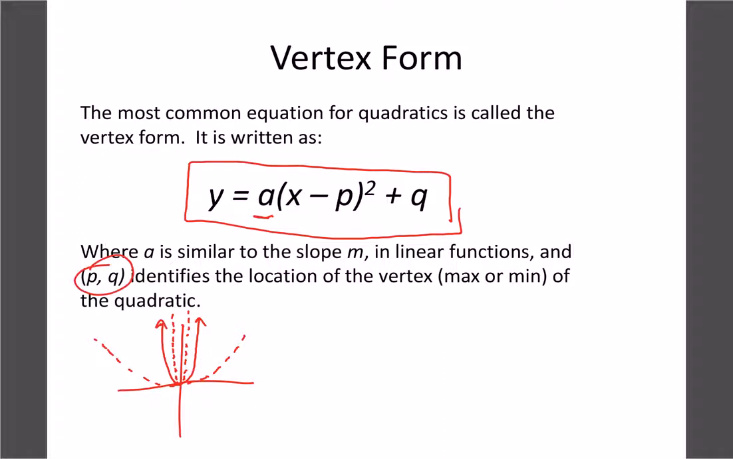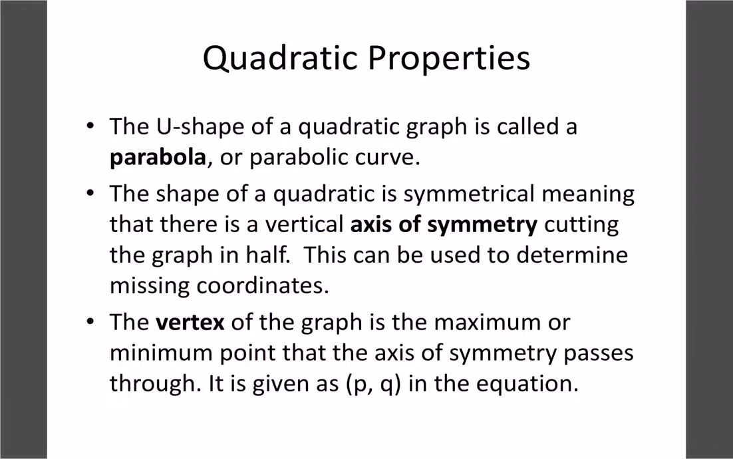And our p and q are going to be where the vertex is. So we're going to call the bottom part of the graph, when we get a parabola shape, the vertex. It doesn't matter what kind of quadratic it is, that tip of the graph we're going to say is our vertex. So that'll give us our maximum or our minimum point. And the p and q are going to actually tell us where that thing is located.